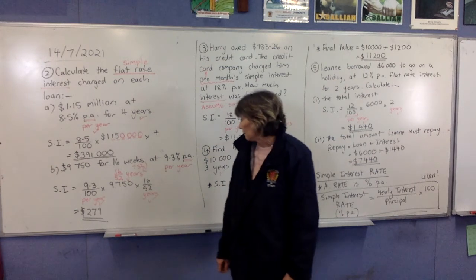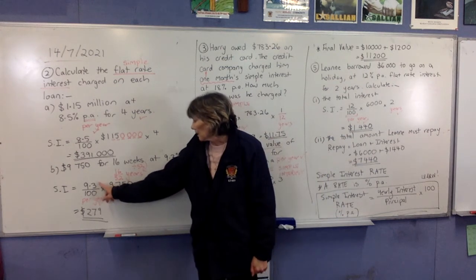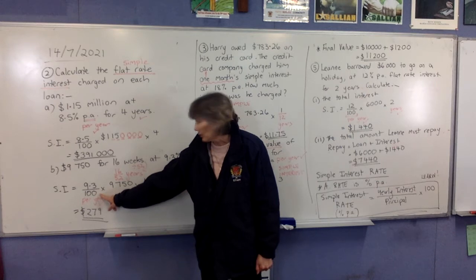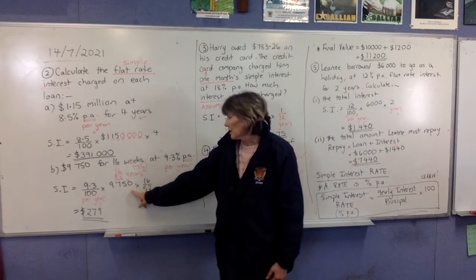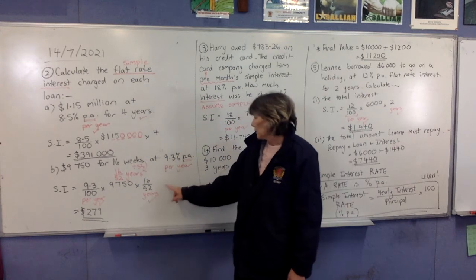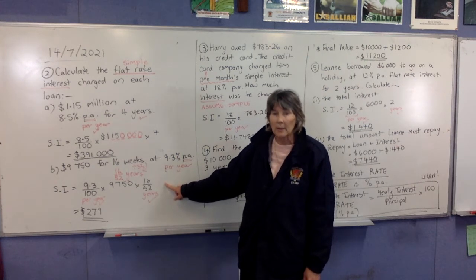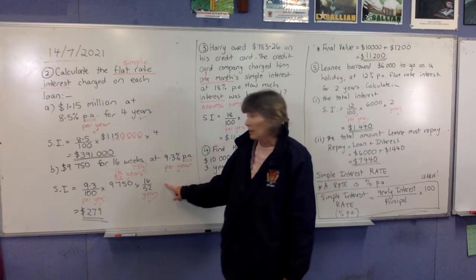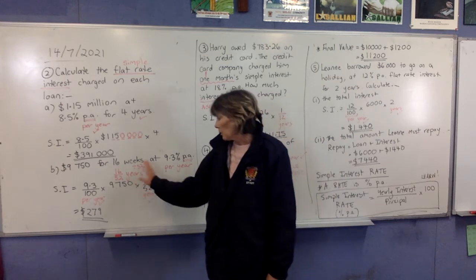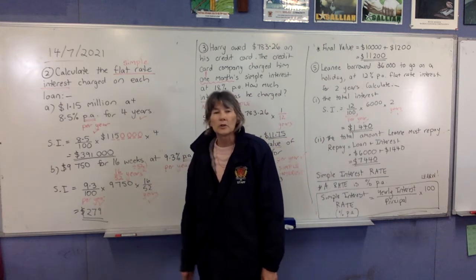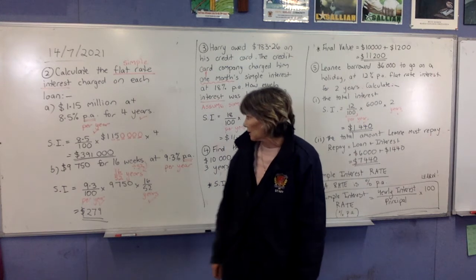by 52. So when we write it all down, 9.3 over 100 for your interest rate, times 9750 for your money, times 16 over 52 years. That's the fraction of a year that 16 weeks takes up. Put it all in your calculator and your interest is $279.